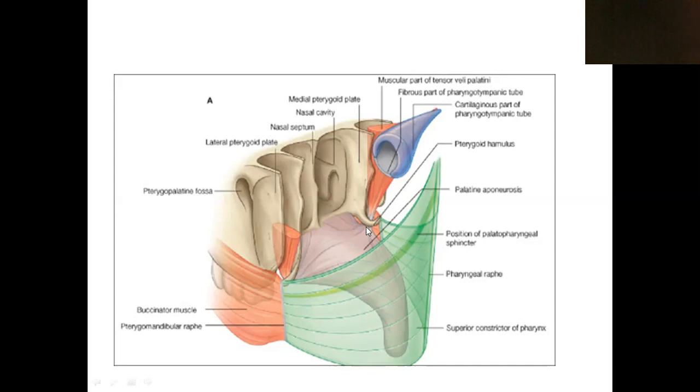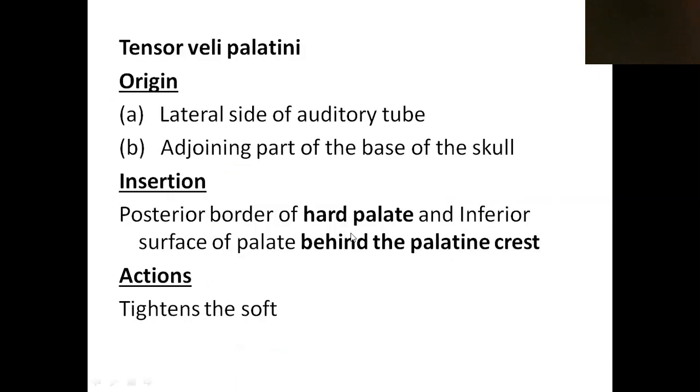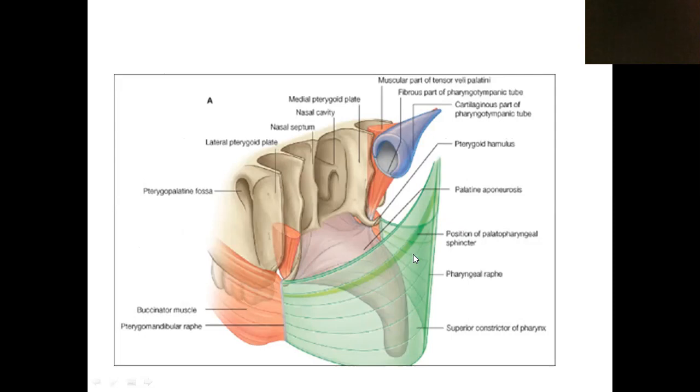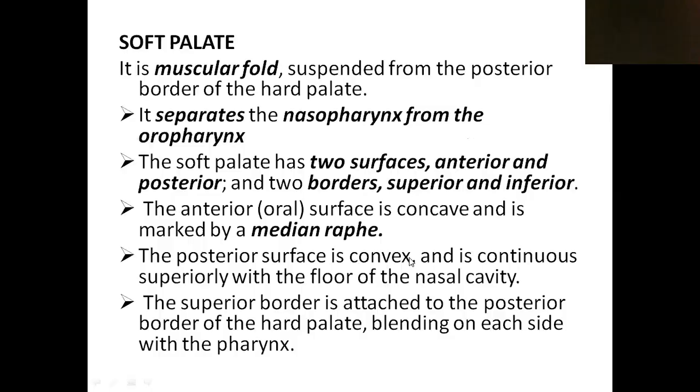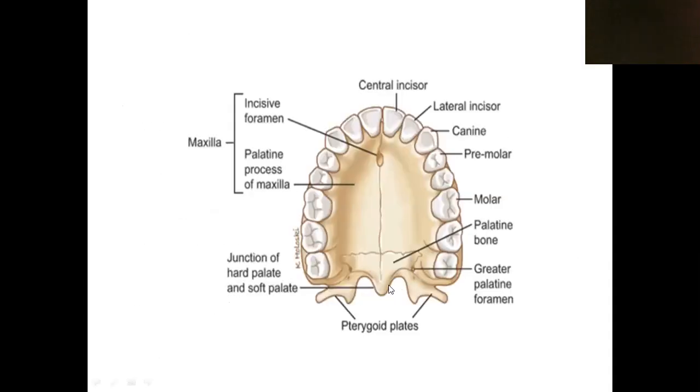Aponeurosis you already know. So here it spreads to form a leaf-like structure, the palatine aponeurosis. That aponeurosis is inserted to the posterior border of the hard palate and the inferior surface of the hard palate behind the palatine crest. I'll show you on the diagram. This is the posterior border of the hard palate, and the palatine aponeurosis is connected to it.